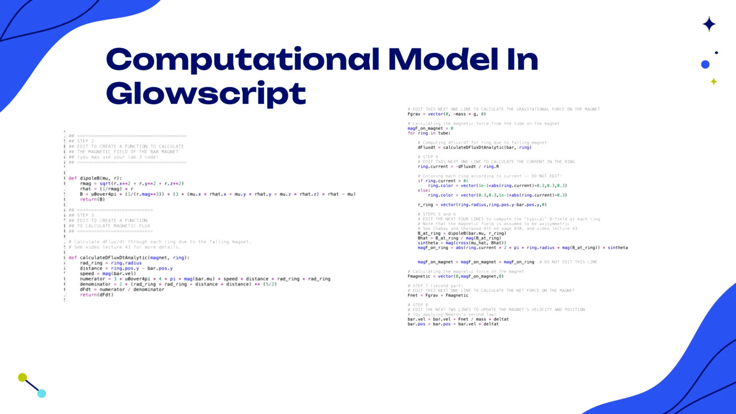And so this was our computational model in GlowScript. We edited the code first in step 2 to create a function to calculate the magnetic field of the bar magnet. Then we edited it to create a function to calculate the magnetic flux, where we calculated the flux dt through each ring due to the falling magnet. Then we edited the line to calculate the gravitational force on the magnet, computing the flux dt for a ring due to the falling magnet, and then we edited another line to calculate the current in the ring. Then for steps 5 and 6, we edited the next 4 lines to compute the typical B field at each ring. And then finally we calculated the magnetic force on the magnet to calculate the net force on the magnet, and then for the next 2 lines we updated the magnet's velocity and position to get our results in the next slide.